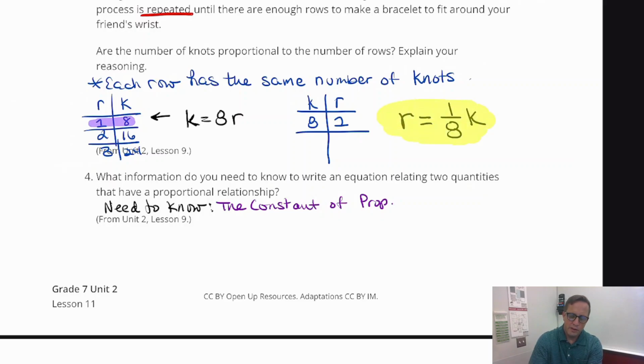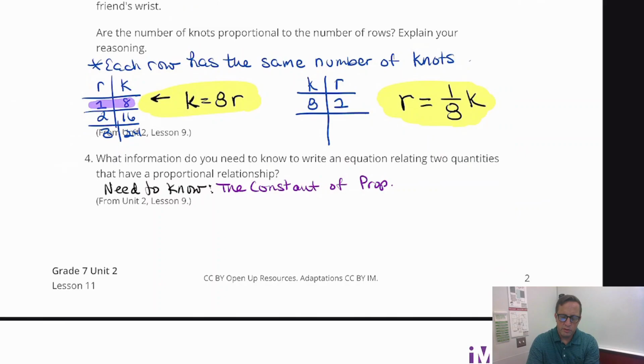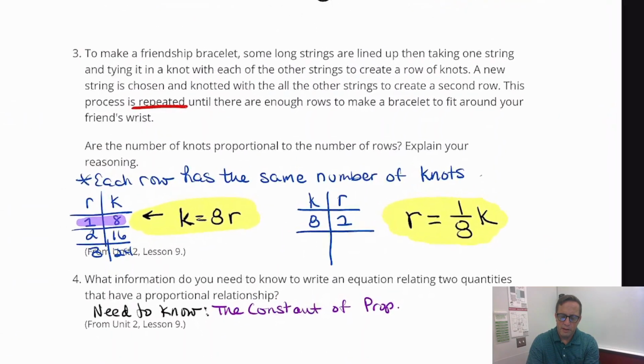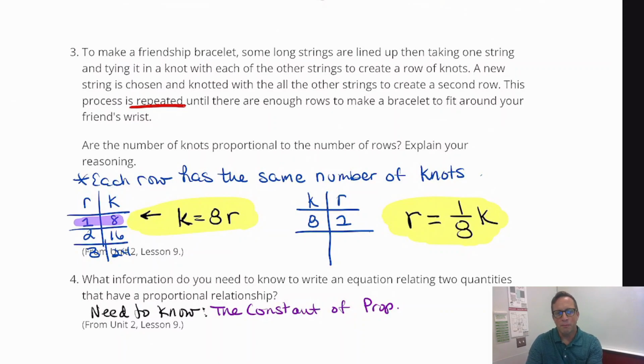Now I don't know if it asks to actually use a number, but I did. So what information? And hopefully I used the right values. I think I did. Okay, I'm done with that one.